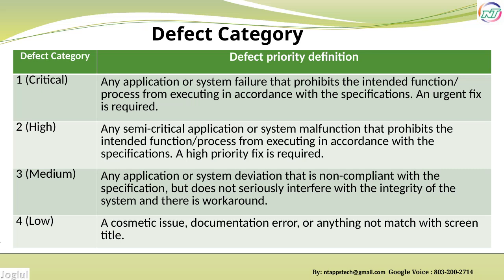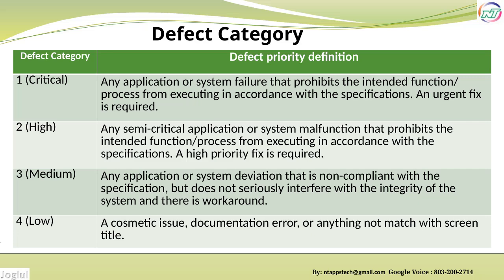Medium defects are deviations from the specifications that don't break the system's core workflow and usually have a workaround available. Low priority covers minor issues like cosmetic errors or documentation mistakes that don't affect the system's operation.